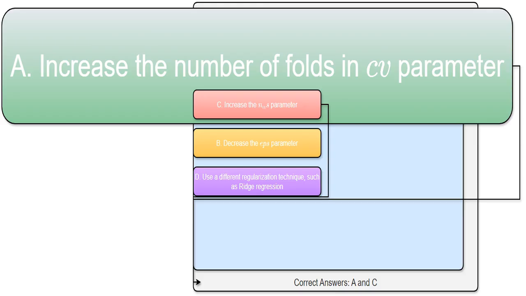I'd increase the number of folds in cross-validation. More folds give me a more reliable estimate of the best alpha, reducing the chance of overfitting or underfitting. This improves the model's robustness. Think of it like getting more opinions before making a decision. More data points improve accuracy.